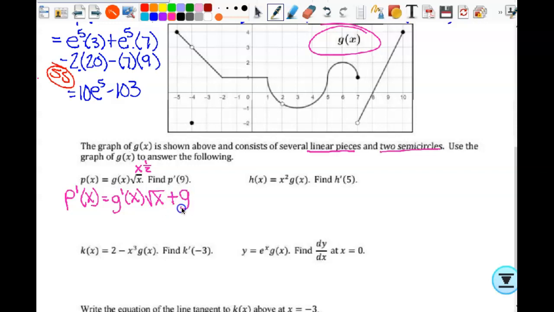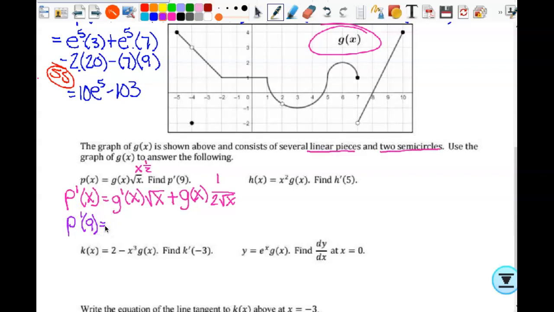Plus the first, which is g of x, times the derivative, which is going to be 1 over 2 times the square root of x. Do you all agree with that? And I don't need to clean it up any because I can just clean it up as I evaluate it. So I want p prime of 9. So this is going to be g prime of 9 times the square root of 9 plus g of 9 times 1 over 2 times the square root of 9.